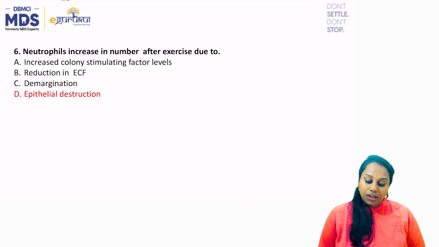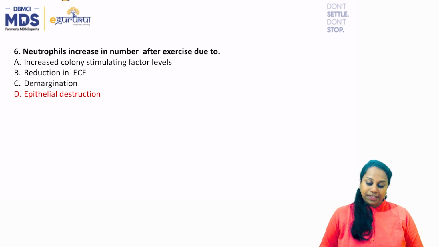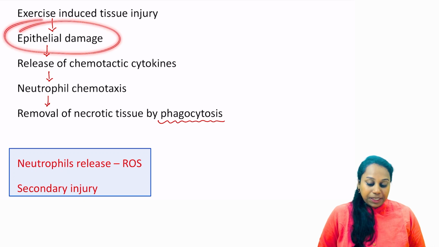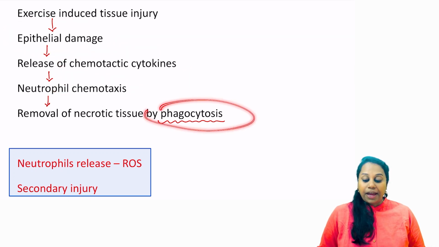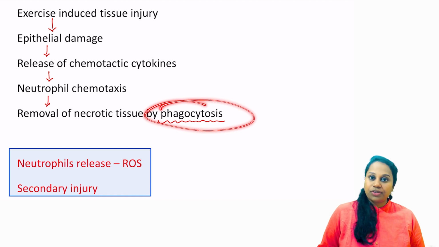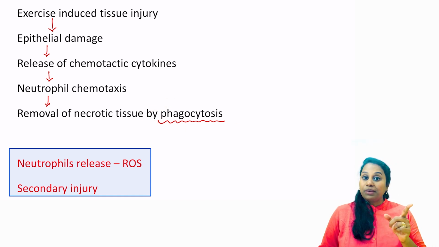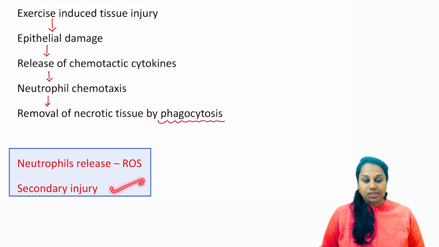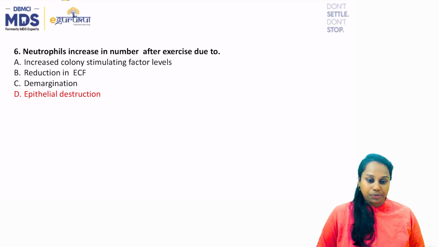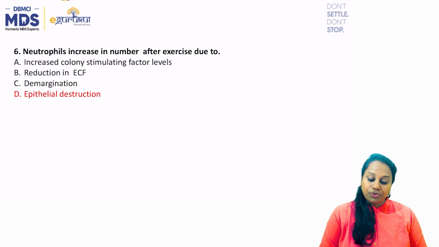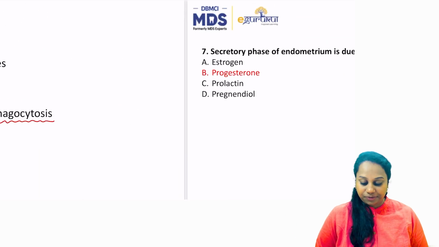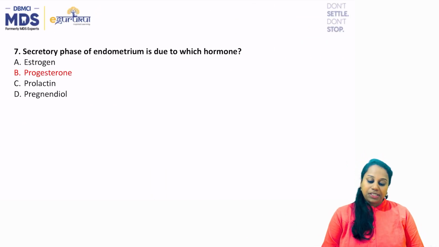So this question, neutrophils increase in number after exercise due to epithelial destruction, because after exercise the epithelial damage releases chemotactic cytokines which cause chemotaxis, and neutrophils are attracted to the site of tissue injury. They cause phagocytosis, and also keep in mind neutrophils itself can again cause a secondary injury. That is also possible. So the answer to this question is epithelial destruction. Neutrophils increase in number after exercise due to epithelial destruction. Over to question number 7.